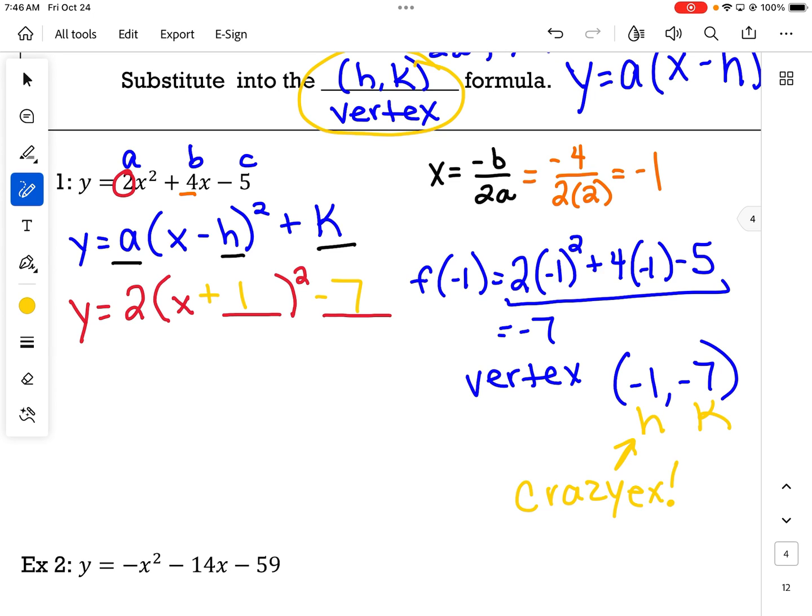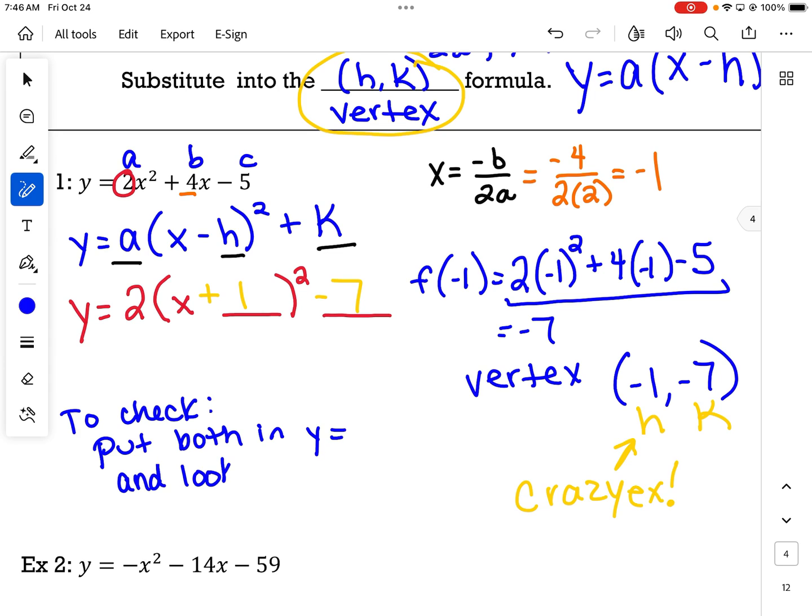And then you can check your work by putting it into the calculator and seeing if they're the exact same graph, exact same table. So I'm going to write that. To check, put both in y equals and look at the graph or table. They should match up.